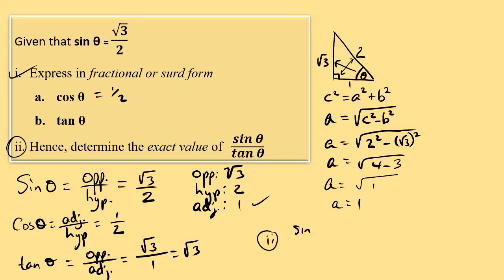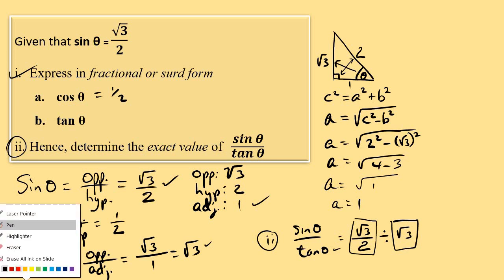Now, sine theta divided by tan theta. So what is sine theta? Sine theta, as we have here, is root 3 divided by 2. That's sine theta. Now I'm going to divide by tan theta. So I'm going to divide that by the tangent of theta. What's the tangent of theta? Root 3. So this part here is sine theta divided by tan theta. That's what we're asked to find, correct?